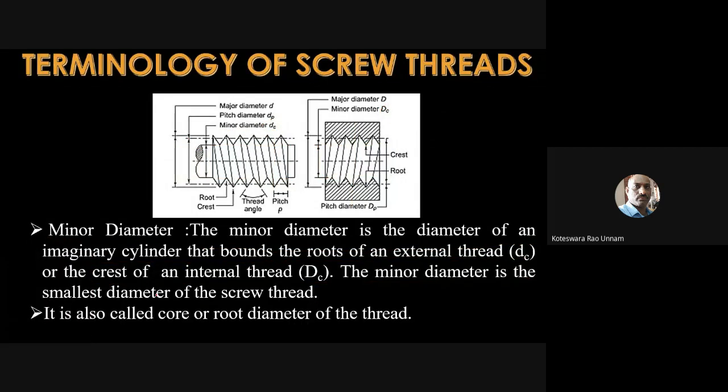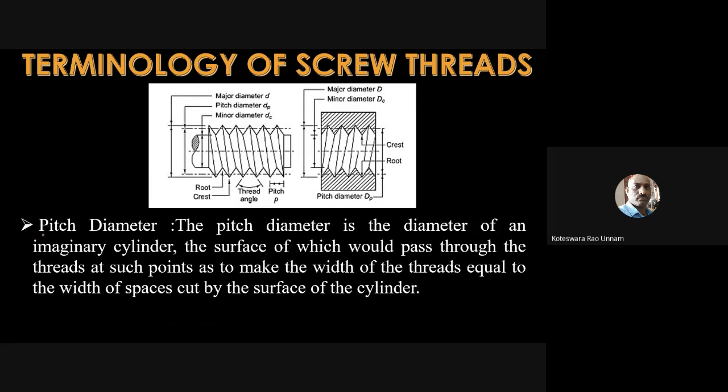Then, as already told, the other two names for the minor diameter are core diameter or root diameter. Both the names are the same. Then the next definition is pitch diameter. That is dp: small dp for an external thread and capital DP for an internal thread.